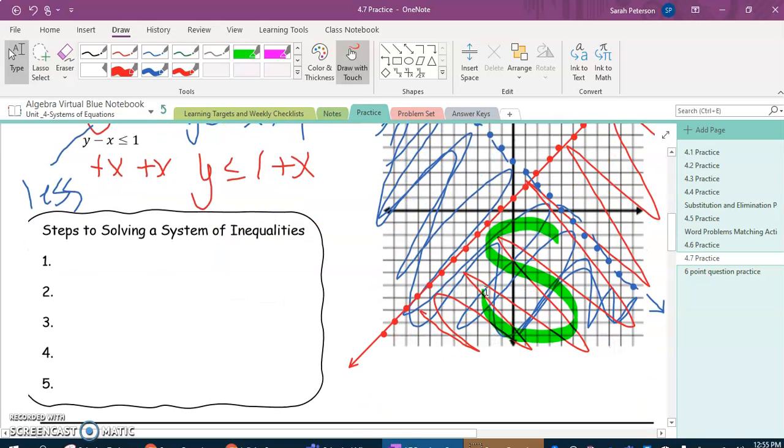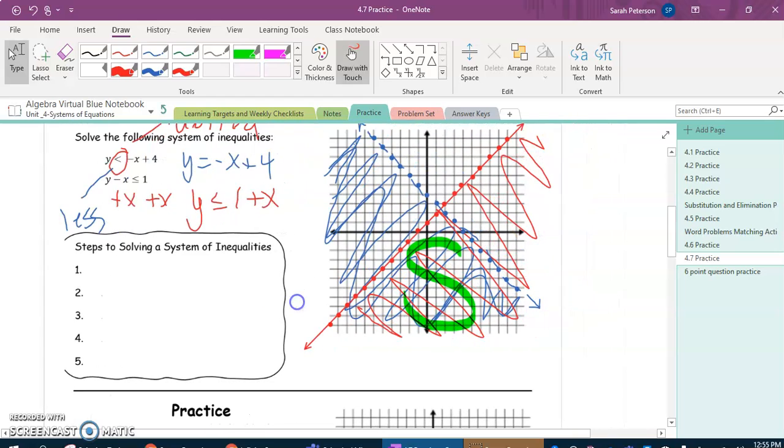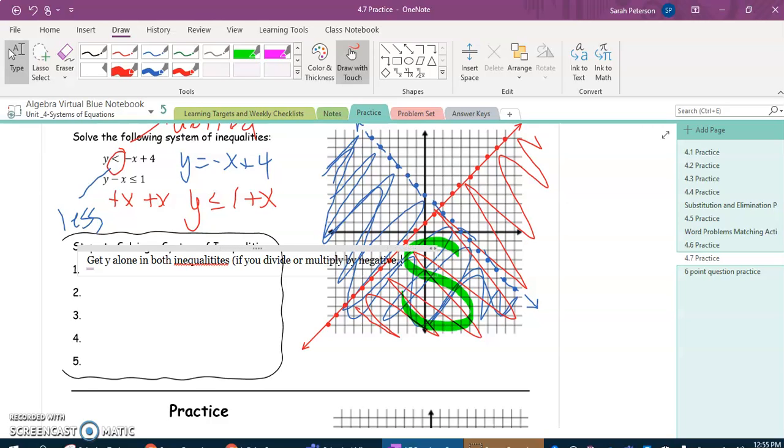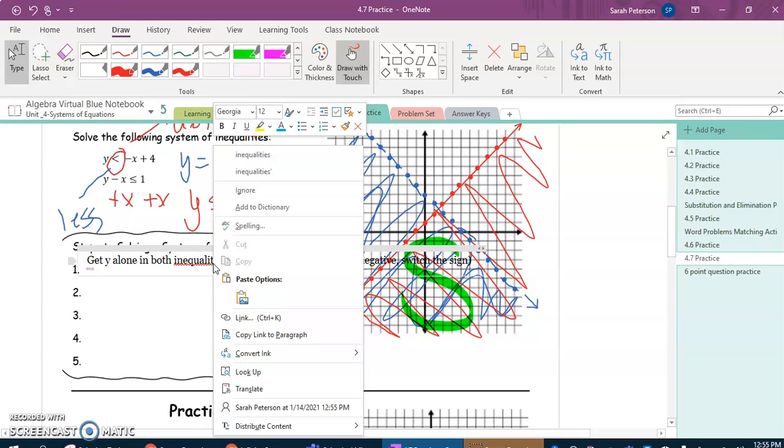So what are the steps for solving a system of inequalities? The first thing you want to do is get y alone in both inequalities. And just remember, if you divide or multiply by a negative, switch the sign. Keep that in mind as you're graphing.